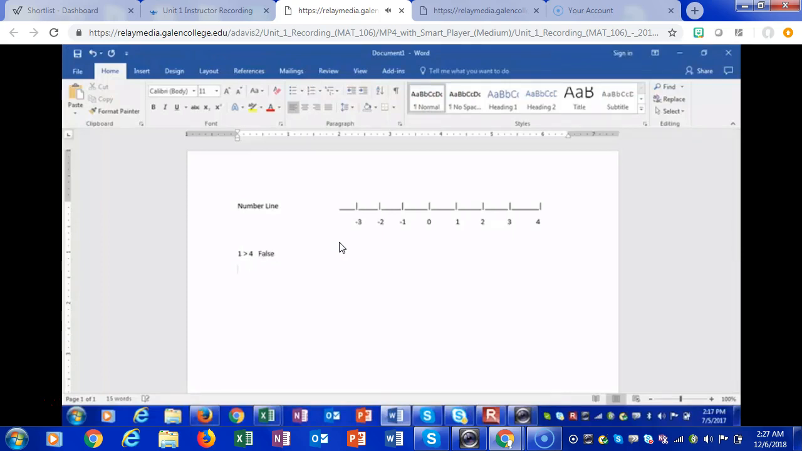For example, is -2 less than 1? Well, here's -2. -2 is furthest away from 0, and 1 is very close to 0. But -2 is indeed less than 1.